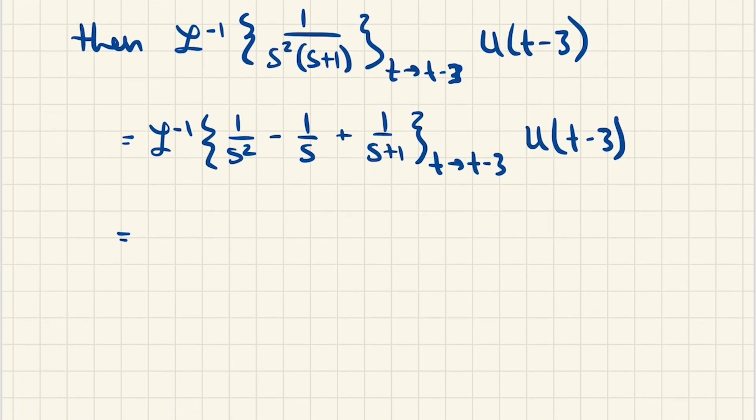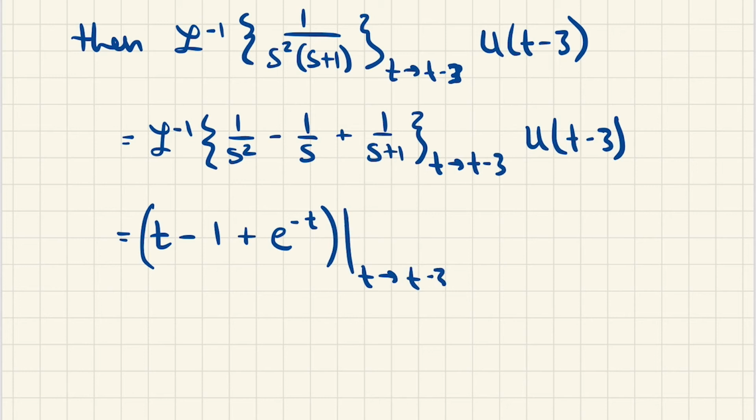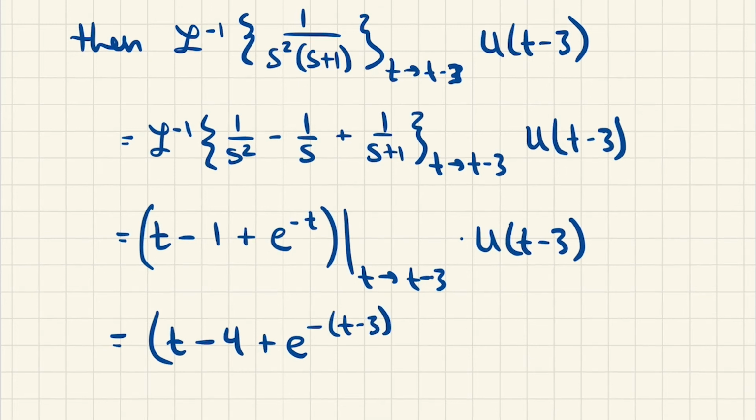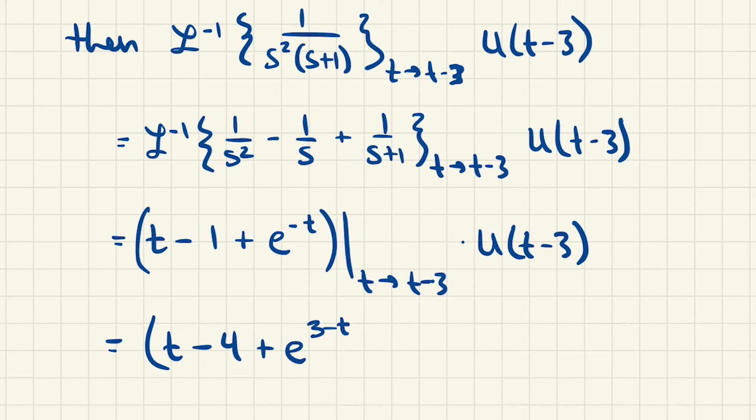So 1 over s squared, that inverts to simply t. And 1 over s inverts to 1. And 1 over s plus 1 inverts to e to the negative t. So remember, we now have to replace t with t minus 3 in that answer. So we're going to get t minus 3 minus 1, which is t minus 4, and then e to the negative of that thing. Why don't we write that as 3 minus t? Okay, so there's our final answer.